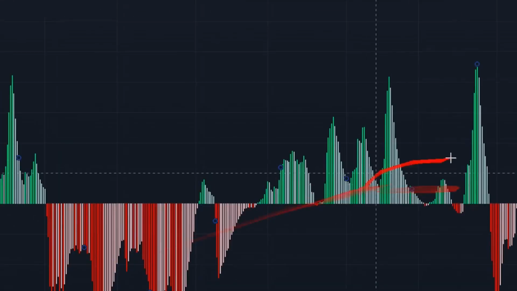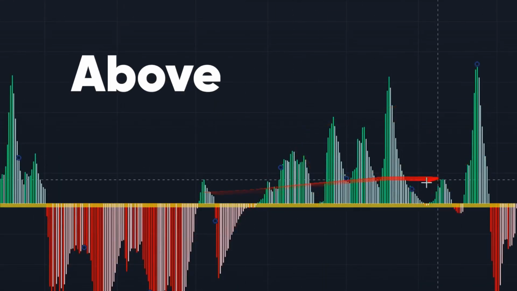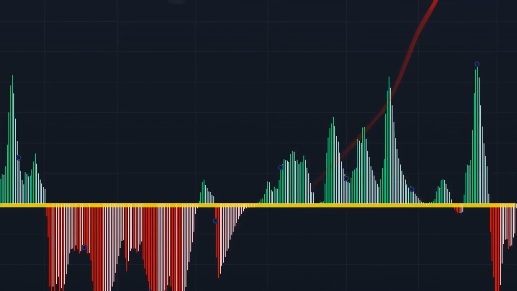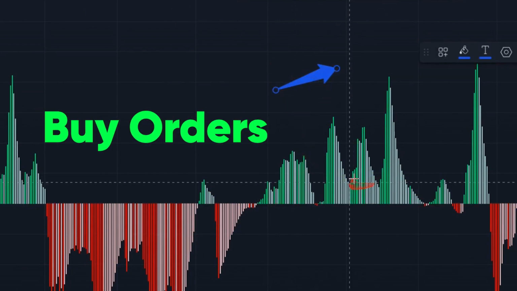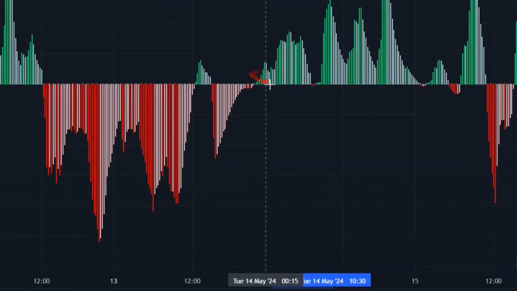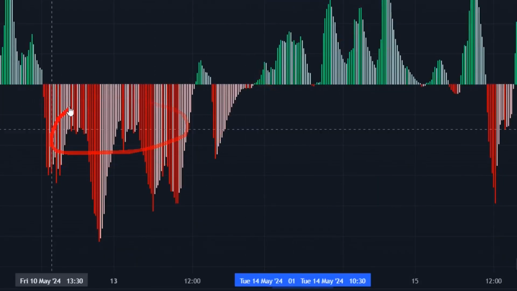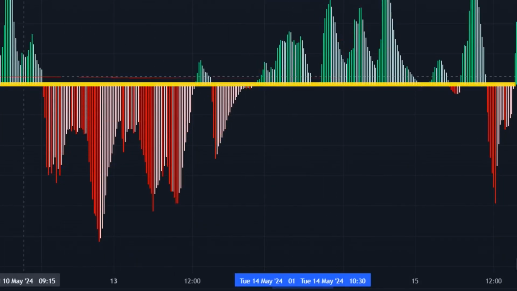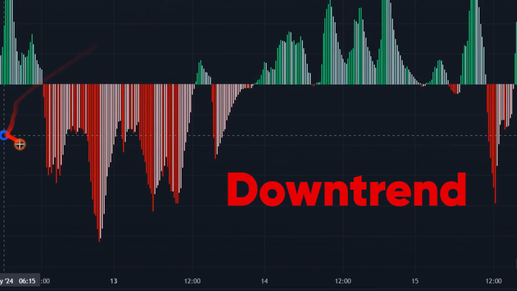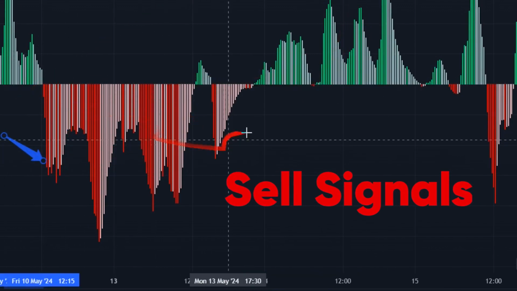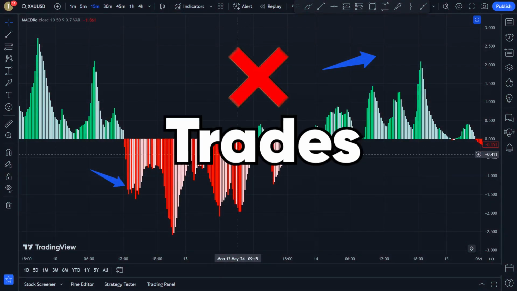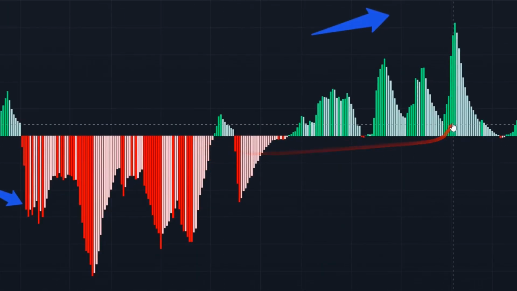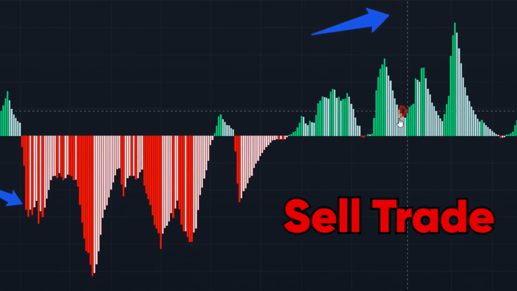When the histogram is green and the columns are above the zero line, we understand that the trend is upward and we should look for entry points for buy orders. Conversely, when the histogram is red and the columns are below the zero line, we understand that we are in a downtrend and can look for sell signals at those points. Be cautious not to enter any trades when the histogram is white, whether it's a buy or sell trade.